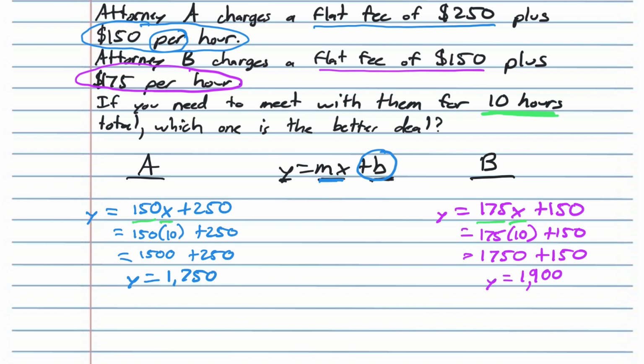Okay. So based off these two numbers, in 10 hours, which one's going to be the better deal? Or better deal, we mean cheapest. So in 10 hours, attorney A is going to be the better deal. But don't forget, in these questions, if they ask you in words, you should always answer in a sentence. So at 10 hours, attorney A is the better deal.